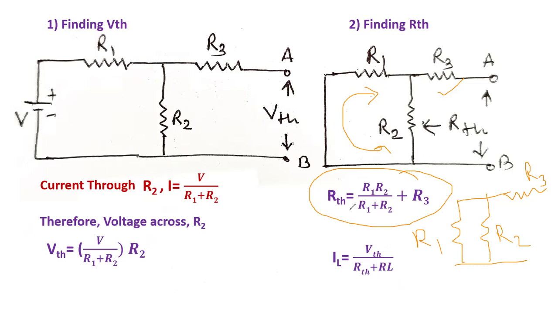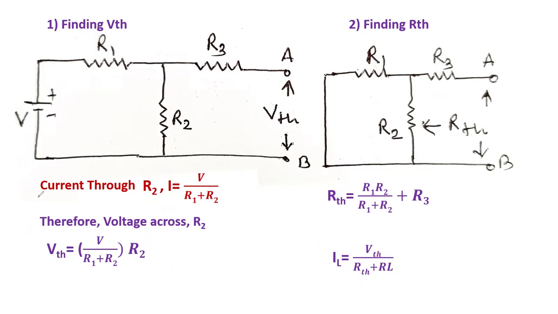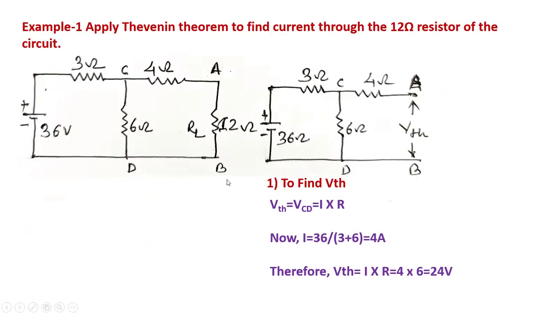So in this way it is possible to find out the value of VTH and RTH, and we know the value of RL. Put all these values in, then find the load current IL flowing through the load resistance RL. So this is the way to find the value of load current passing through any circuit. That is our aim, how to find the value of IL.